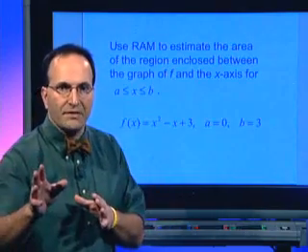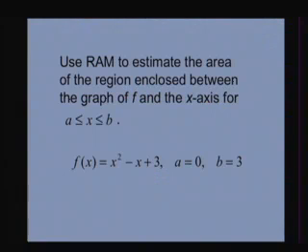Now, let's take a look at using the RAM method for another problem. Use RAM to estimate the area of the region enclosed between the graph of f and the x-axis for the interval inclusive a to b inclusive. And the function we have is f of x equals x squared minus x plus 3. And again, you have a equals 0 and b equals 3.